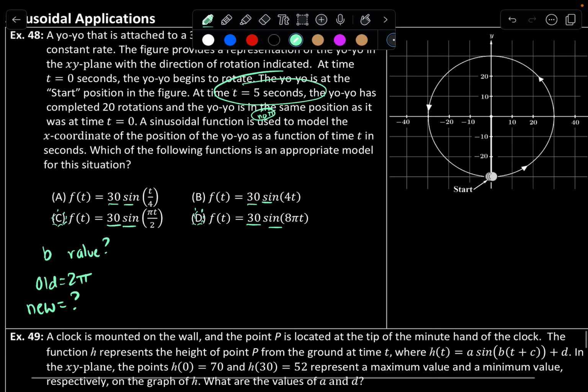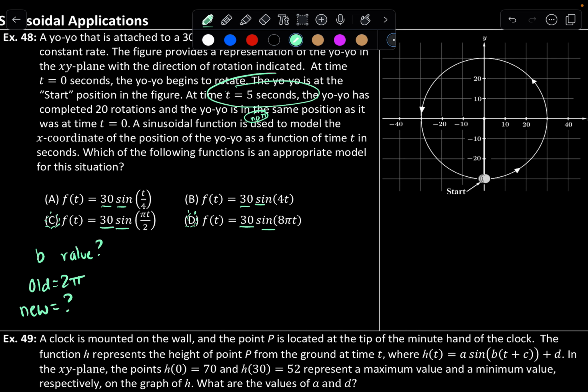So going back to solving for this new period, I have this yo-yo. It's rotating 20 times every 5 seconds. We want to figure out how long does it take to rotate once. That's all I want. I need the length of one rotation. So I know that it's doing 20 rotations per 5 seconds. And if I reduce this, we have 4 rotations per second.